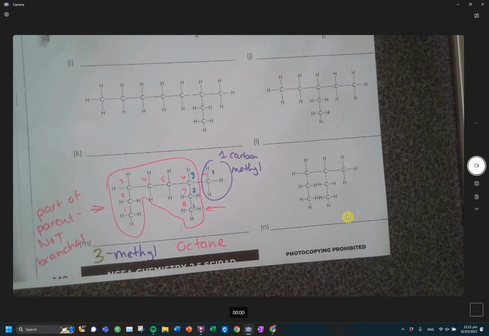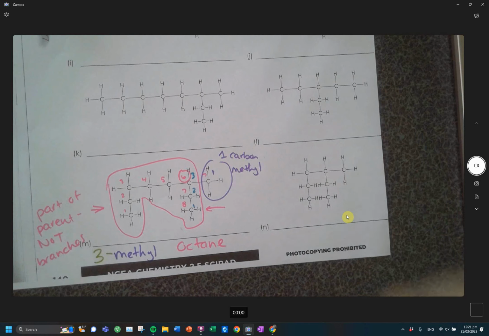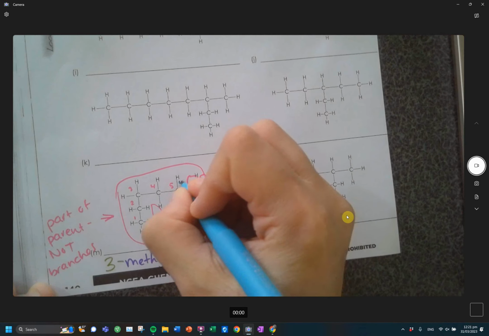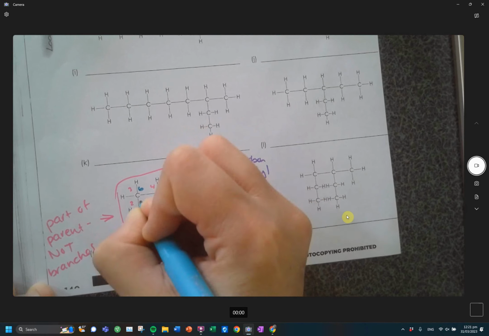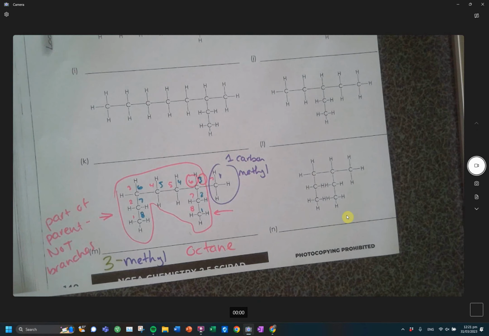And then when I go to number it, I had 2 choices of the numbers, either the number 6 or the number 3, because I can number it the other way, in the other direction. So if I number it in the other direction, and this carbon is carbon number 1, 1, 2, 3, 4, 5, 6, 7, 8. So you're only allowed to number it once, so I've chosen the blue pathway, because the blue pathway gives my methyl a lower number.